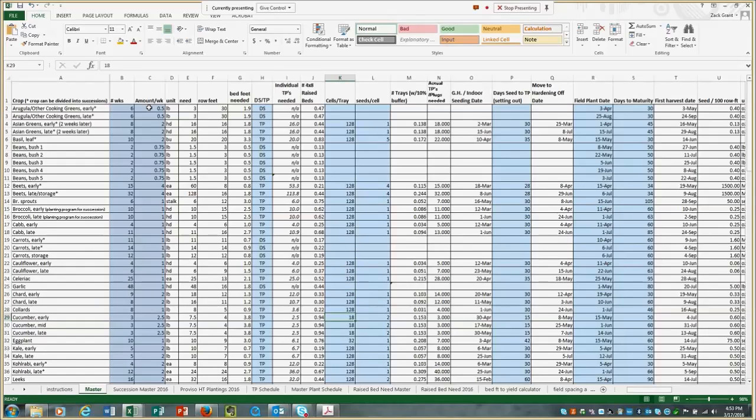So for something like cucumbers, I transplant cucumbers. You can see it says TP. Some people direct seed cucumbers, and you could easily do that. So say, for instance, you wanted to change that.